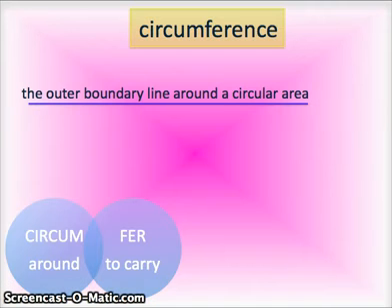Next we have circumference. Highlight circumference and underline the outer boundary line around a circular area. It's made up of two roots, circum, of course, meaning around, and fer, meaning to carry. And you're familiar with this from math class, so let's take a look.